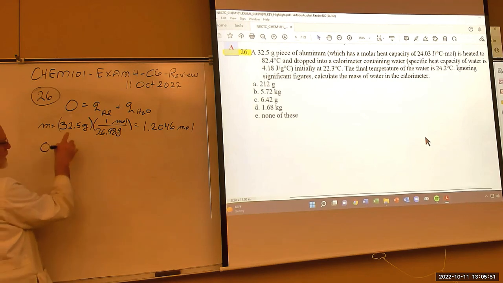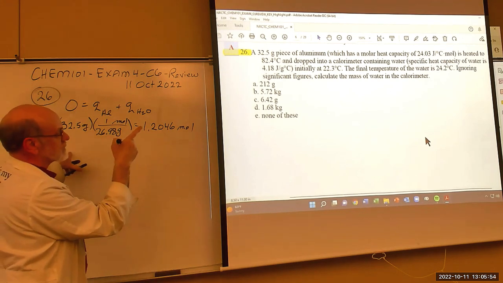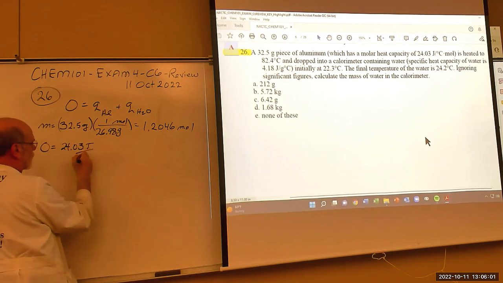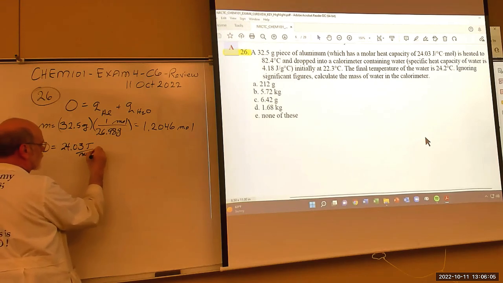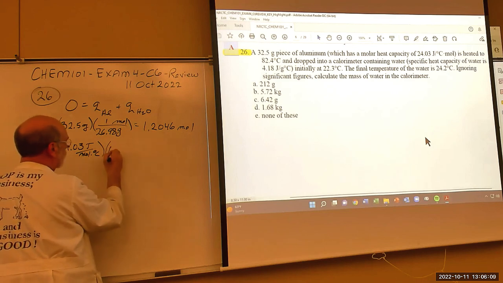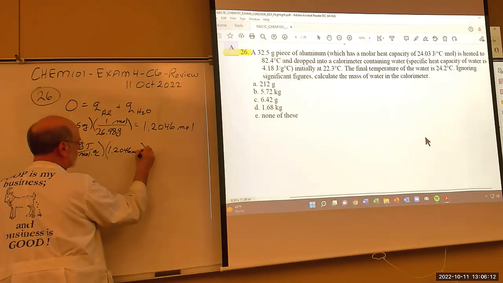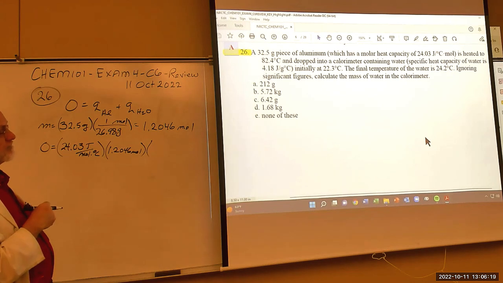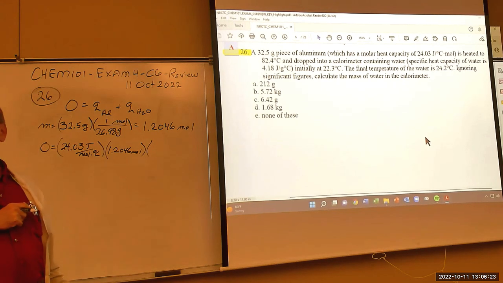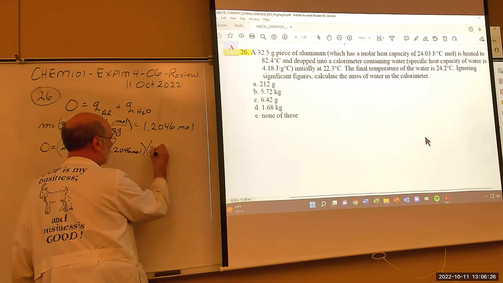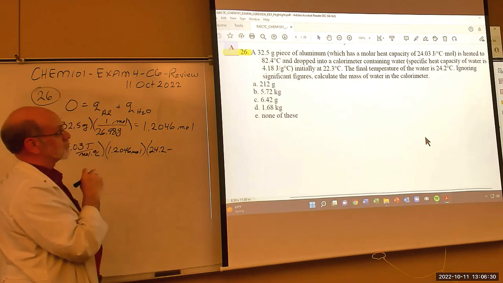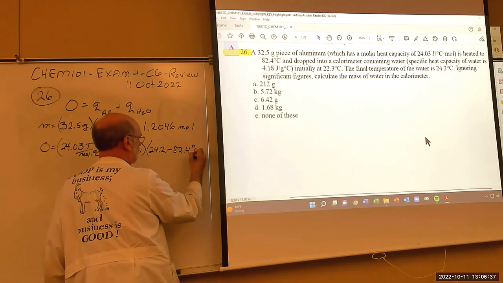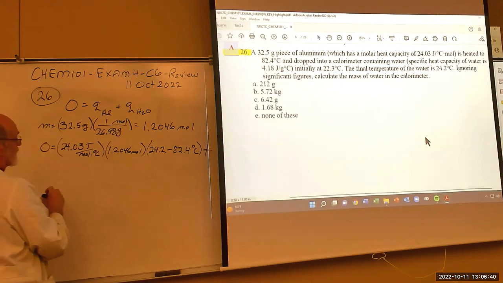Zero equals, what is Q? Our value for S for aluminum is 24.03 joules per mole degree C. And then the moles, 1.2046 of aluminum. And then the temperature change, final minus initial. What's the final temperature of aluminum? Same as the water, 24.2 degrees. And its initial temperature was 82.4.